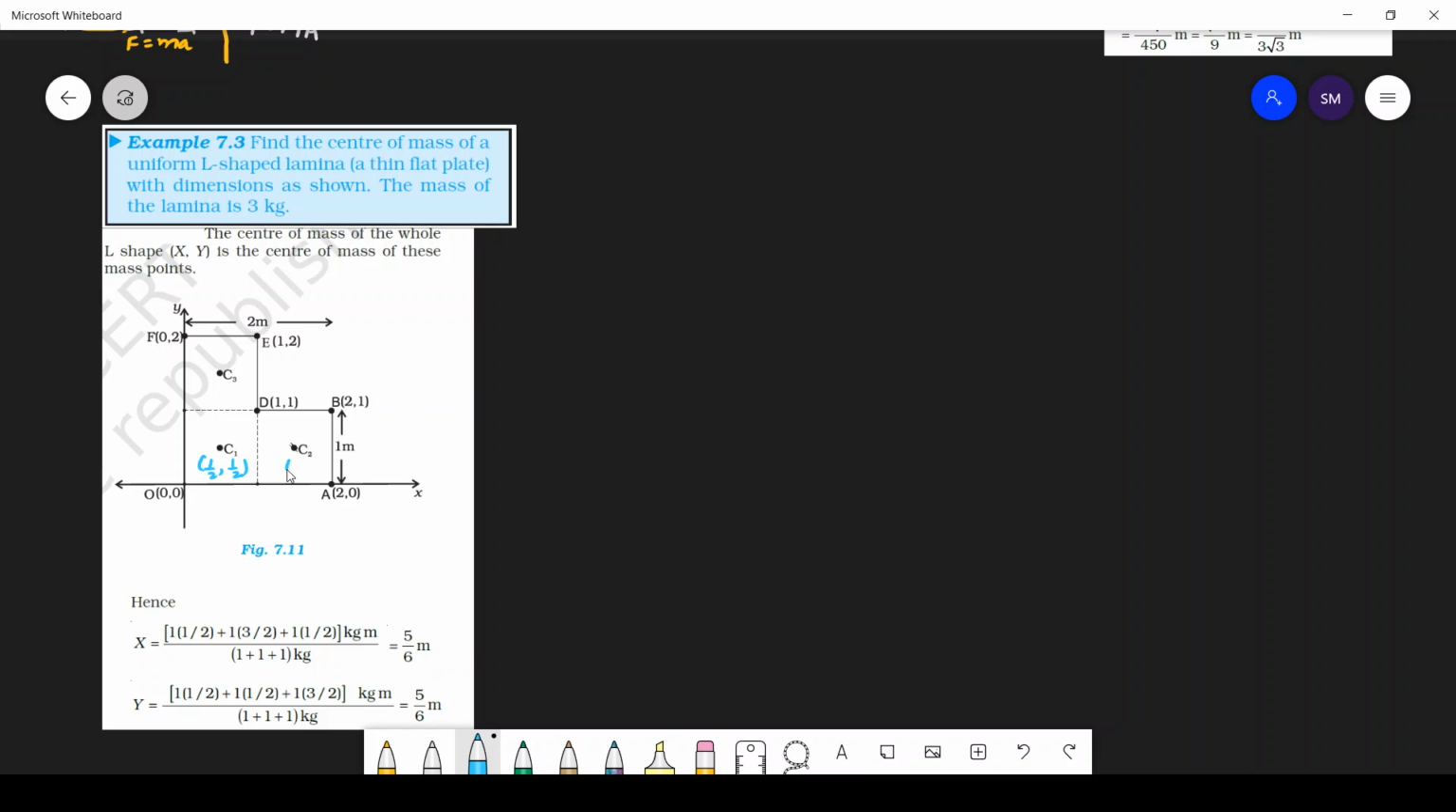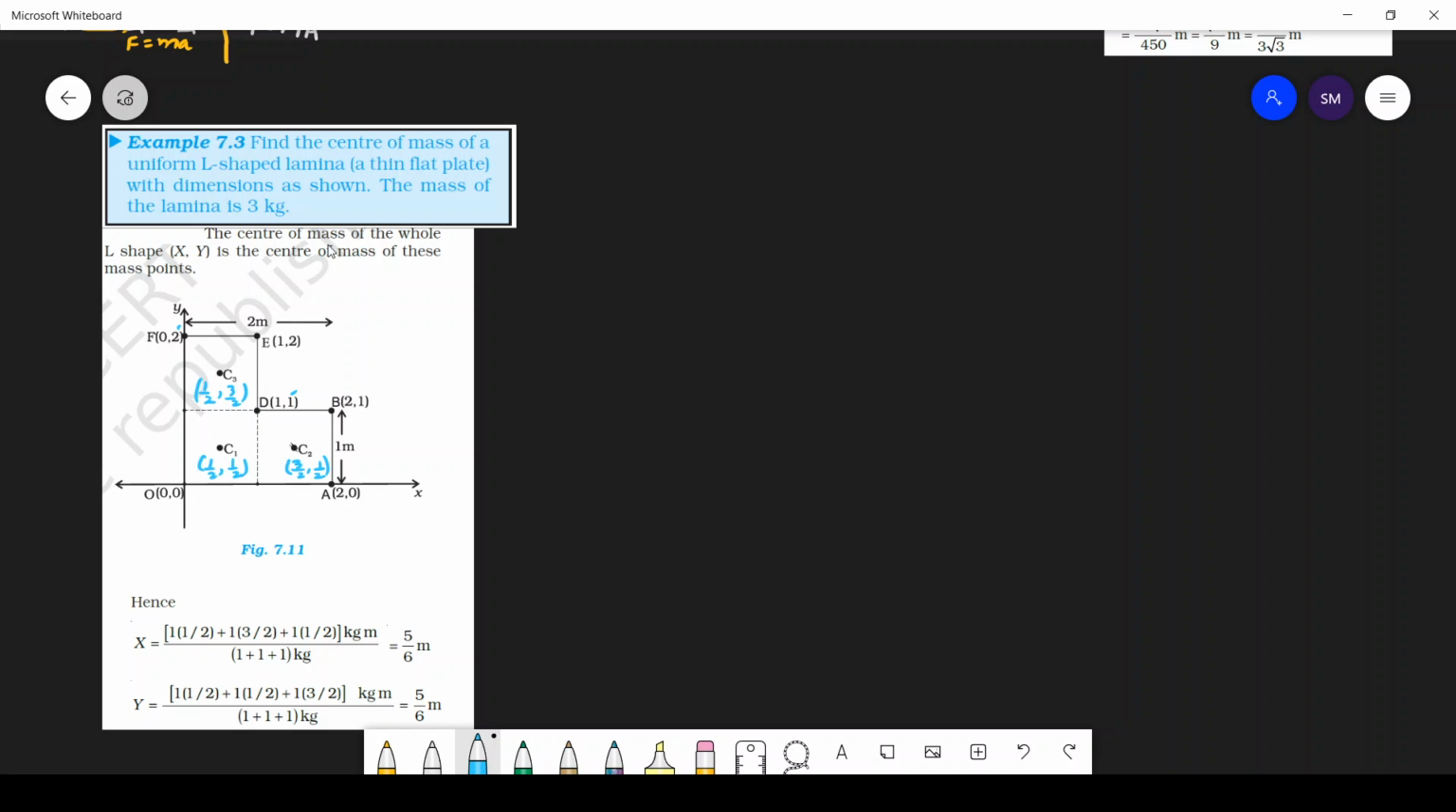And what are the coordinates of C2? This is 1 1 and this is 2 0. So 1 plus 2, that is 3 divided by 2, and 1 plus 0 is 1 divided by 2. So these are the coordinates of C2. And what are the coordinates of C3? So this is 0 plus 1, x coordinate. So 0 plus 1 is 1 divided by 2. So that's 1 by 2, and 2 plus 1, adding the y coordinates, dividing them by 2, so 3 by 2.